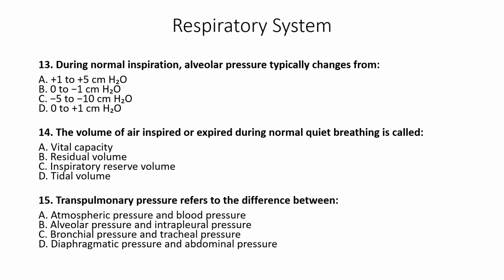So the answer is B. It is the difference between the alveolar pressure and the intrapleural pressure. So essentially, it is what determines lung expansion. Your PTP, or transpulmonary pressure, is equal to your P alveolar minus the P pleural. So that determines the lung expansion that takes place. So that's what transpulmonary pressure is.